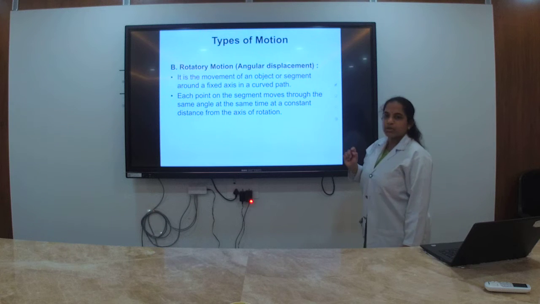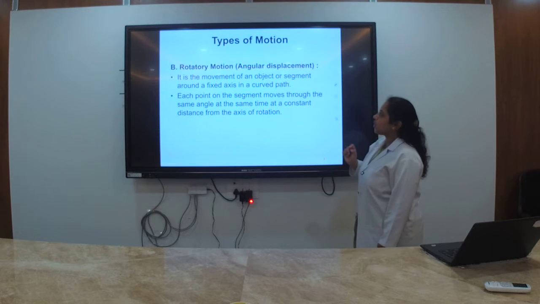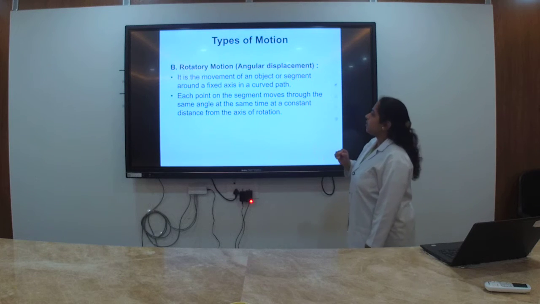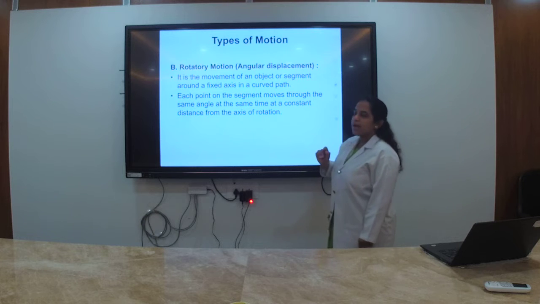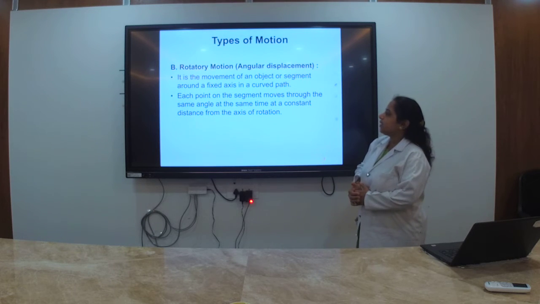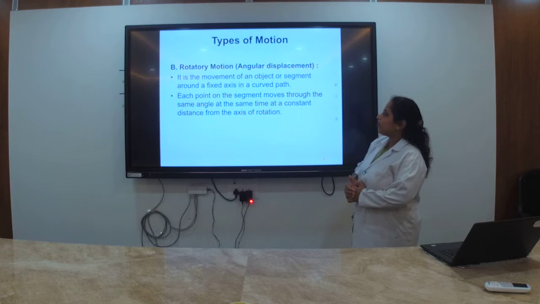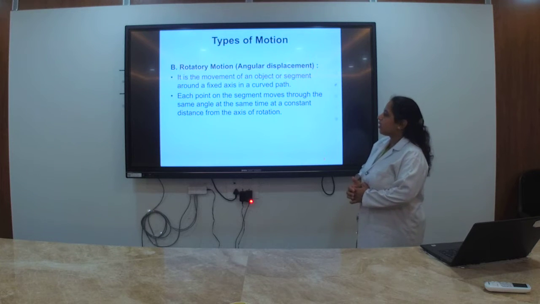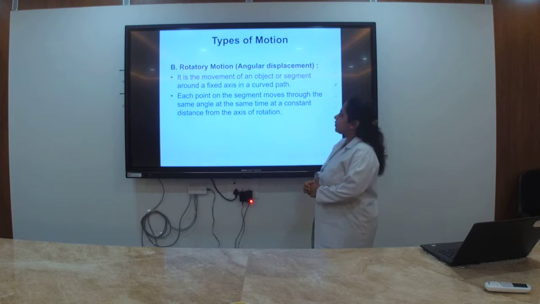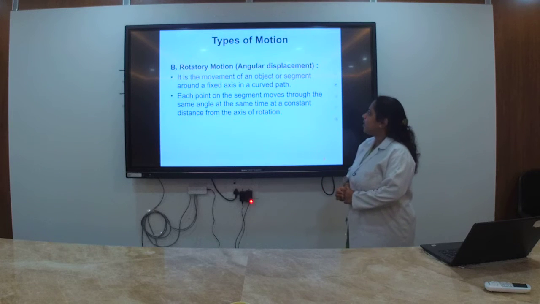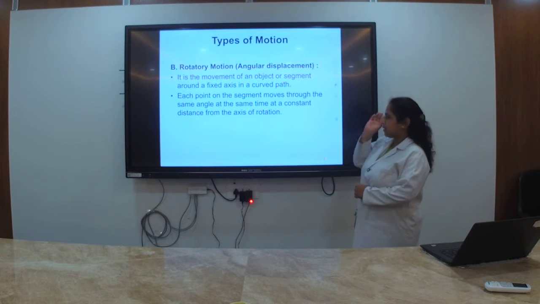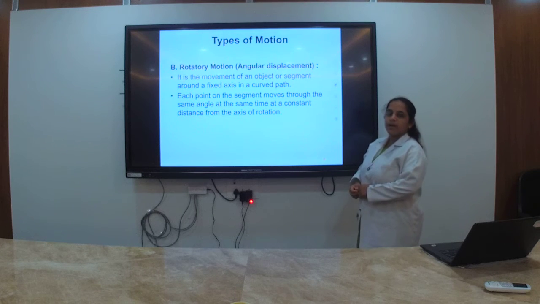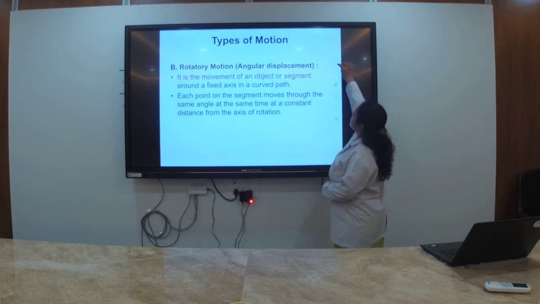The second type of motion is rotatory motion. It is also called angular displacement. What is rotatory motion? It is the movement of an object or a segment around a fixed axis in a curved path. Now what happens in rotatory motion? Each point on the segment moves through the same angle at the same time at a constant distance from the axis. For example, a ball is rotating around its axis.